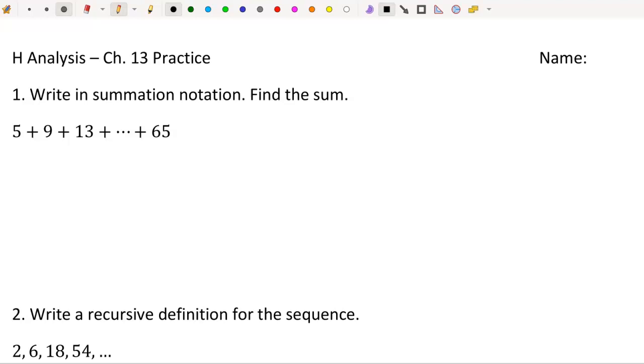All right, we have the Chapter 13 Math Analysis Practice Test. So let's go through some of these and see if we can do them. We have a first question in summation notation, so that's using the sigma.